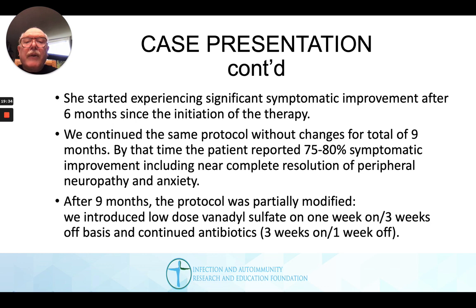After 9 months, the protocol was partially modified. We introduced low-dose vanadyl sulfate on a 1 week on, 3 weeks off basis. So we're talking about alternating protocols. Patients go on 1 week of vanadyl sulfate and 3 weeks of antibiotics. This is a protocol which we designed in our clinic, and it worked extremely well for patients who are either poorly responsive to antibiotics or patients who were preparing to get off antibiotics.